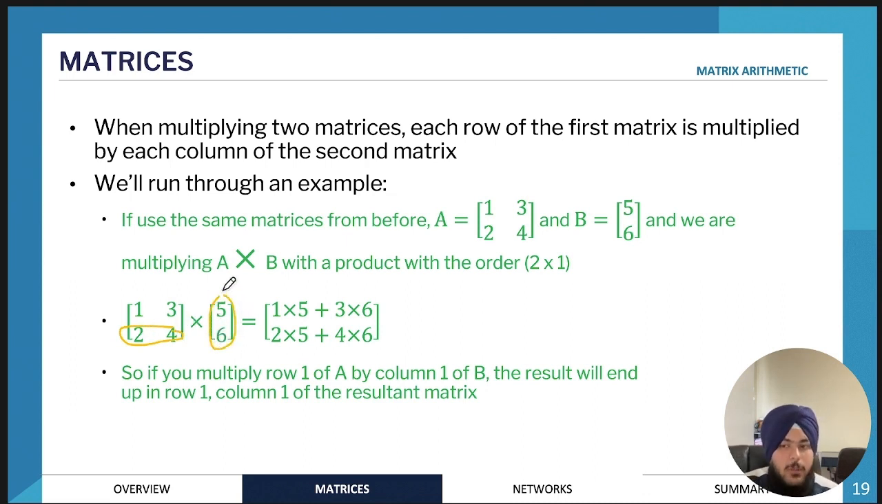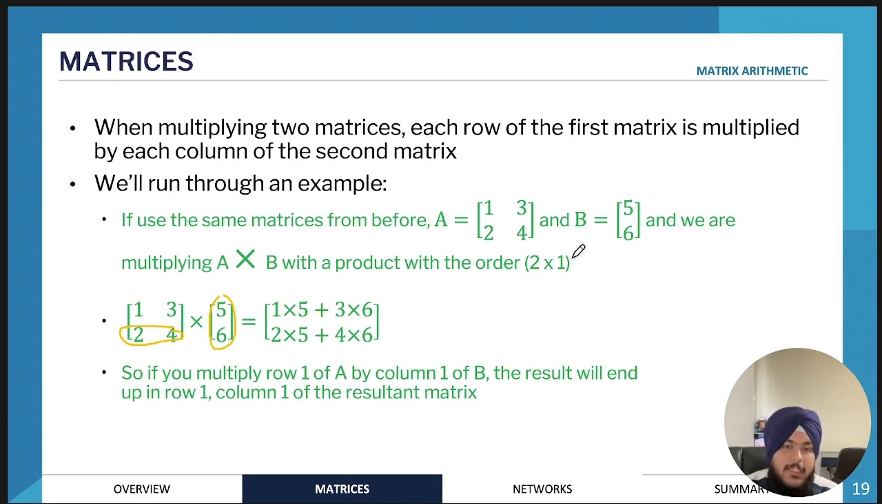So if there's multiple columns, you'll have to do this process a few times. But essentially, first row times first column, second row times first column, then first row times second column, second row times second column, and so on. So this can get really messy really quickly. So that's why it would be beneficial if you could do this on your calculator.